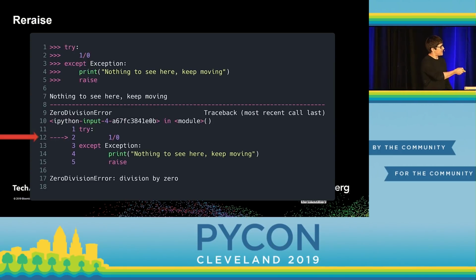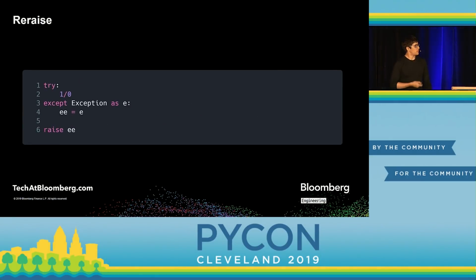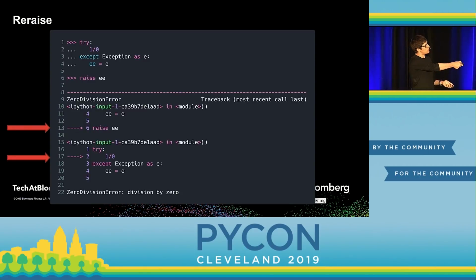So yeah, you just raise, and this is just going to re-raise the exception. If you want to re-raise an exception that you have in a variable or something like that, you can just do it by saving the exception, because remember, the exception doesn't leak the scope. And then you can just re-raise it. If you do this, you will see on the traceback that you get both lines: where you re-raise it and where it was originally generated.